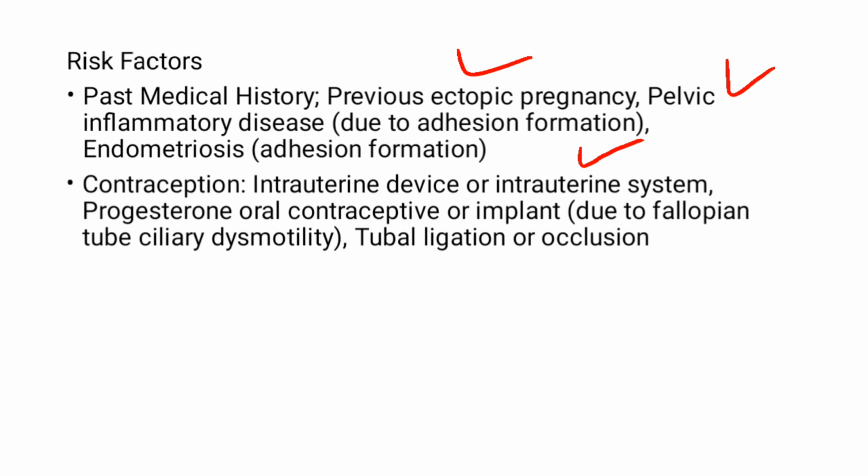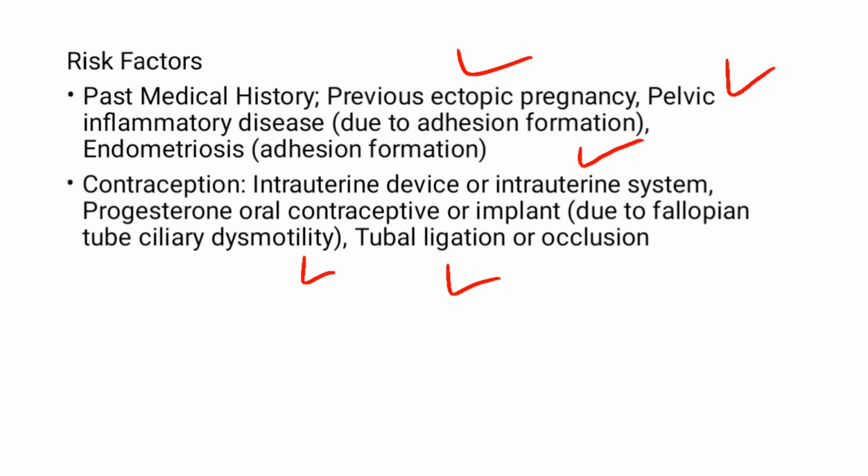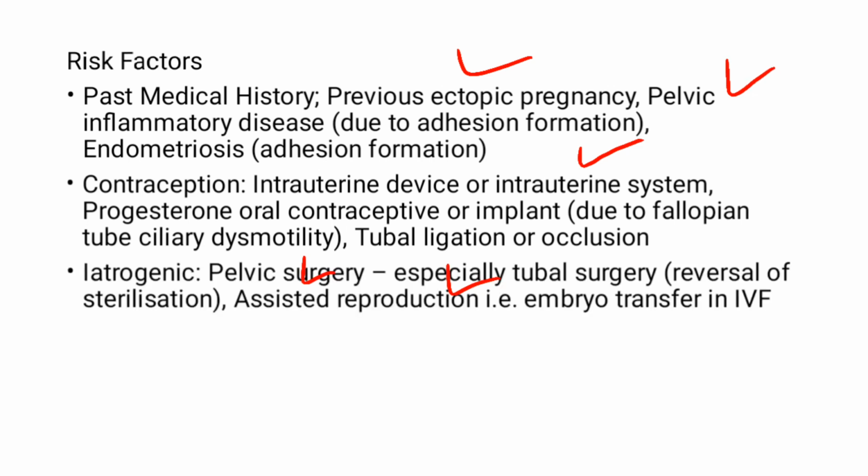But the failure, of course even this also applies to progesterone, oral contraceptives, implants. Then due to fallopian tube cilial dysmotility, then tubal ligation or occlusions. Okay, so those are some of the things you have to talk about.